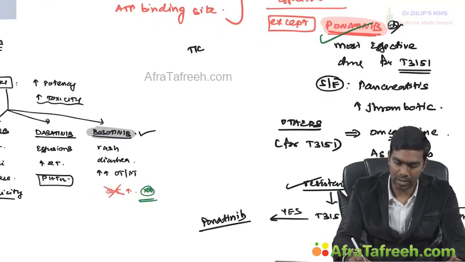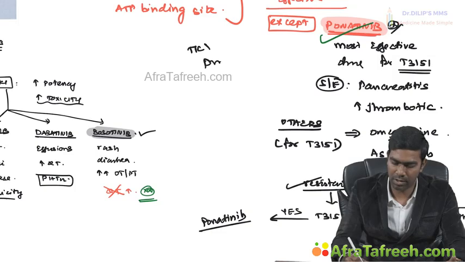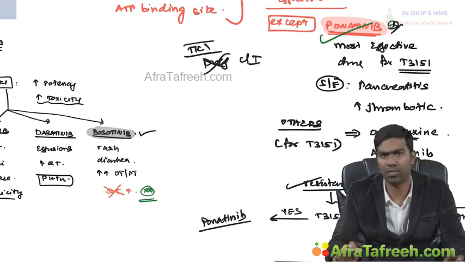Remember, TKIs are absolutely contraindicated in pregnancy. In pregnancy, you should not use TKIs because they are contraindicated. Even hydroxyurea is contraindicated. In pregnancy, you can use only interferon alpha, even in these CML patients. But to be honest, TKIs cannot be given in pregnancy. Very important point. Even hydroxyurea can't be given in pregnancy. Only interferon alpha can be given.